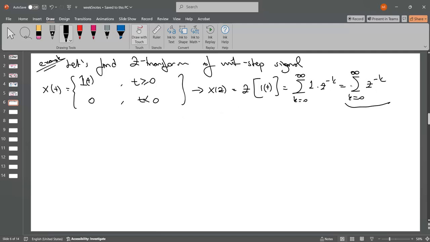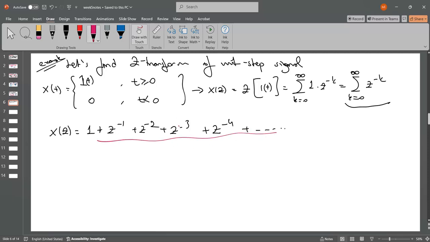And so what is the collection of this term? In this case, if we iterate the whole solutions, we will have 1 plus z to the minus 1, z to the minus 2, z to the minus 3, z to the minus 4, plus and so on. Okay, and so which is called what? Infinite series. Anyone remember that? Infinite series, right?